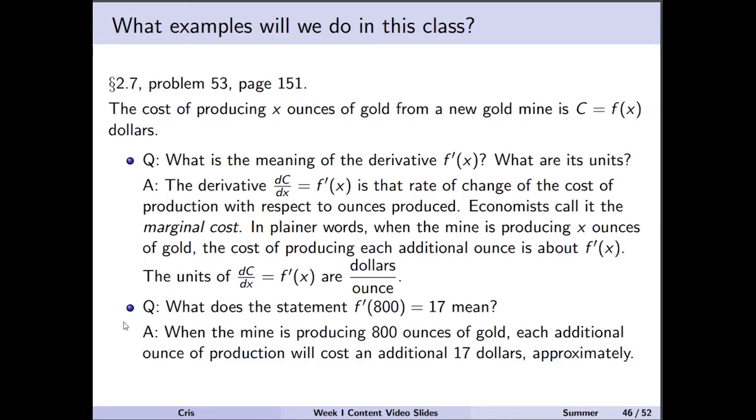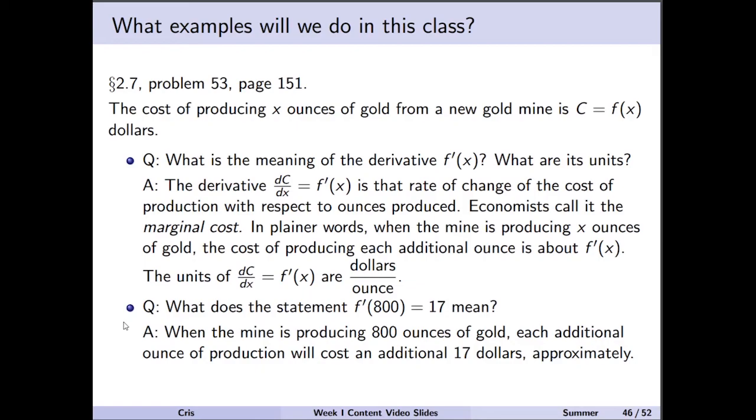And the first question is, what is the meaning of the derivative f prime of x, and what are its units? So this problem is not asking us to do any computation. This problem is testing to see if we know what the interpretation of the derivative is as a rate of change. So C is the cost of mining x ounces of gold, and x is the number of ounces of gold that you've mined.